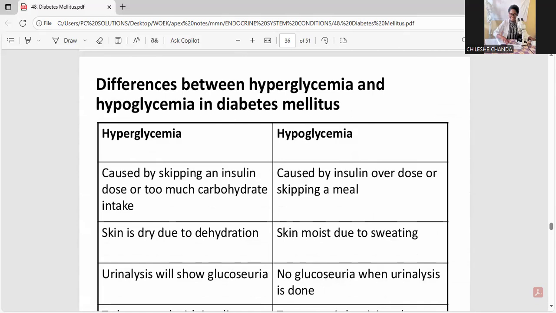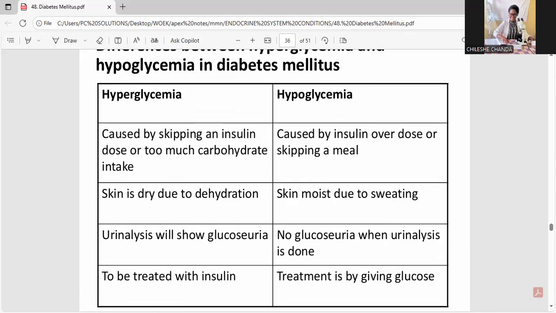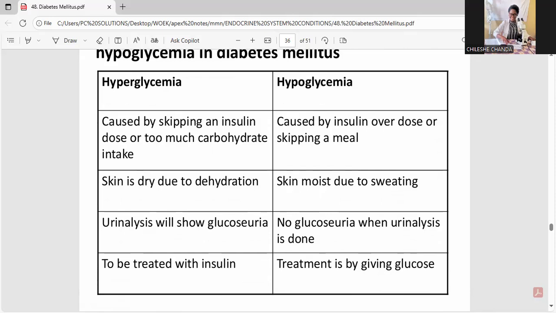Now, some of the differences between hyperglycemia and hypoglycemia in diabetic patients. Remember, a diabetic patient is prone to both hyperglycemia and hypoglycemia. So you need to know the difference in how this patient is going to present. First of all, you're going to get a history when the patient comes in. The patient may be in a coma, but you get a history from the patient's relative or whoever has brought them.